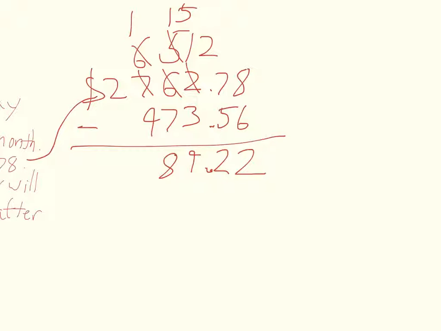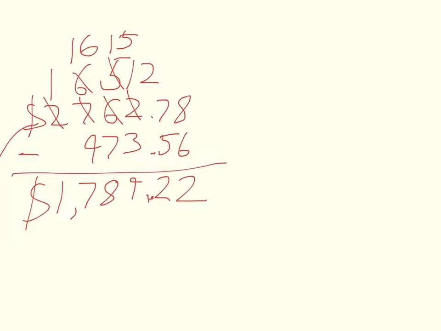6 minus 9, we'll have to regroup again. 16 minus 9 would be 6 down to 10, and then 7 down to 9, and then 1. And the dollar sign again. So Mr. Donnelly, or me, I'd have $1,789.22 left. To check this, you then would just add up. So you add your answer plus the number you took away, and you should get what you started with.